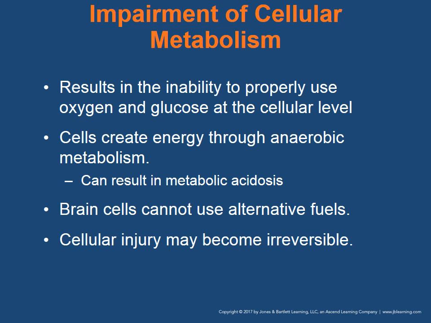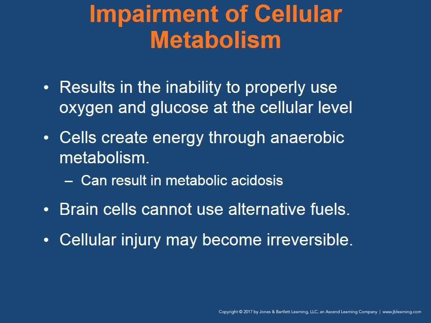This results in the inability to properly use oxygen and glucose at the cellular level. Cells create energy through anaerobic metabolism. This can result in metabolic acidosis. It's not efficient, not sustainable. Brain cells cannot use alternative fuels. They need a steady supply of glucose, right? That's why hypoglycemia, low blood glucose levels, is such a dangerous thing, because your brain cannot function.